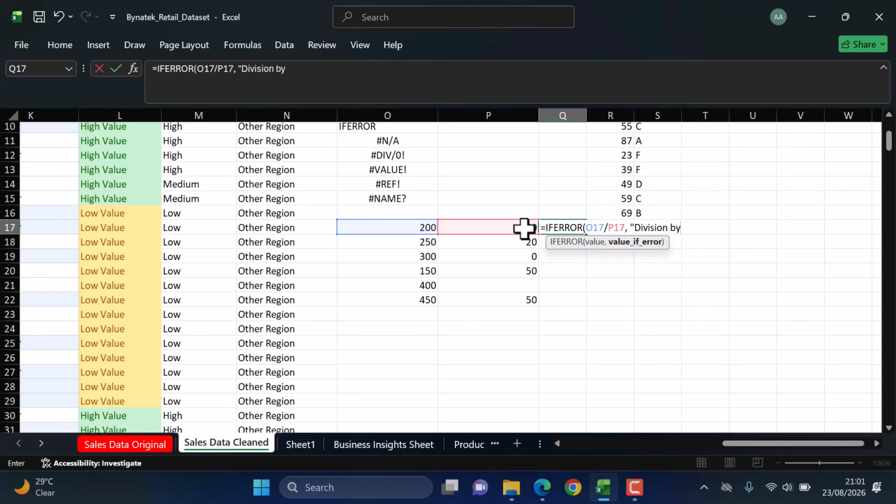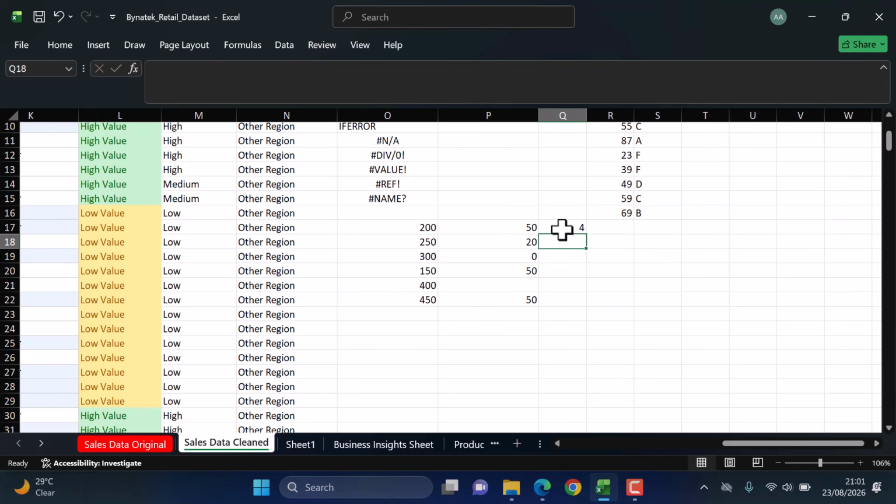Or you can even spell it out in case the person reading it doesn't know math. So the person doesn't know that you cannot divide by 0. You can even say cannot divide by 0. So what this is saying is do this normally, right? Divide what is here by here. But if you get an error, I want to control the message. Instead of showing the error, show cannot divide by 0.